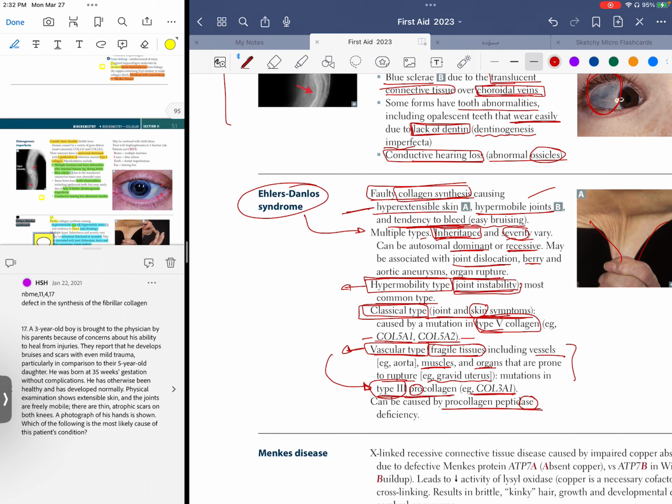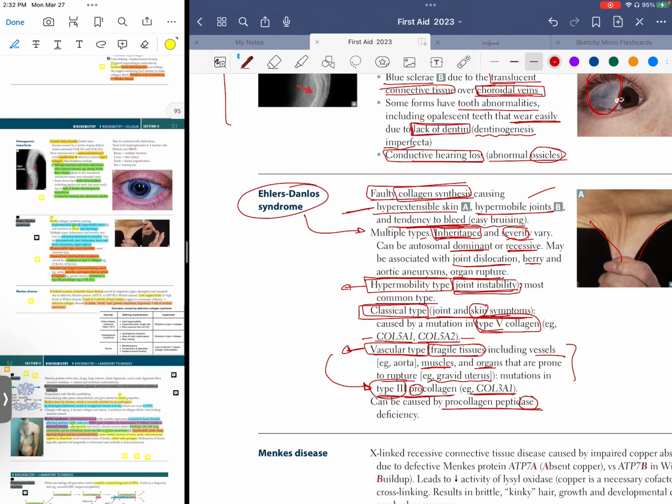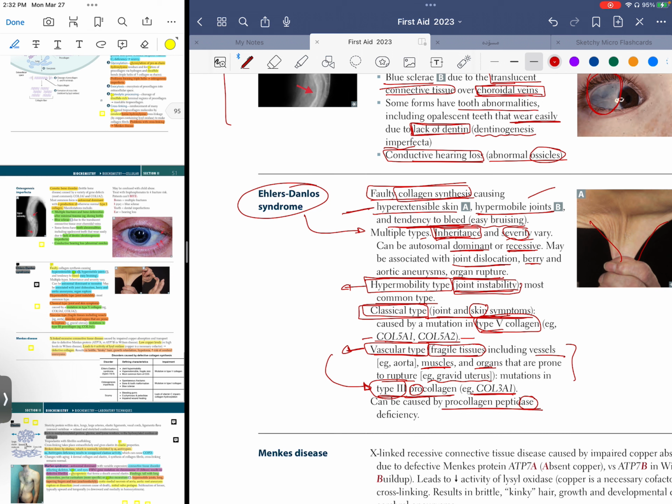Physical examination shows extensible skin, and the joints are freely mobile. There are thin atrophic scars on both knees. A photograph of his hand is shown, but we don't see it over here. Which of the following is the most likely cause of this patient's condition? So the problem is a defect in the synthesis of fibrillar collagen, that's Ehlers-Danlos syndrome. So it may present at the age of 3 years old as well.